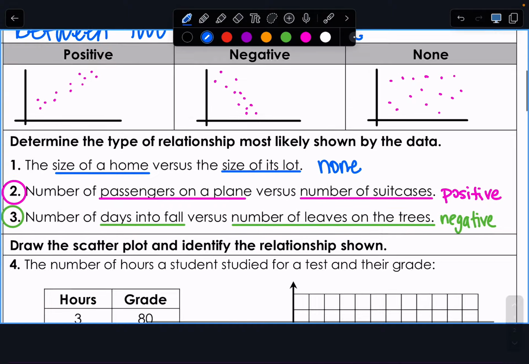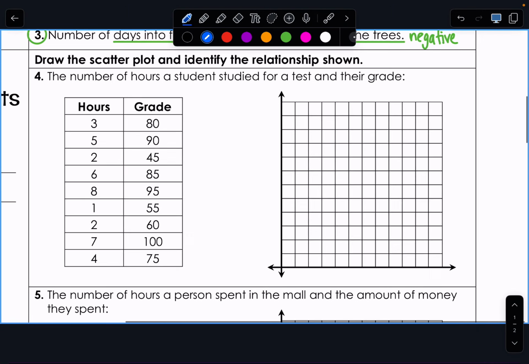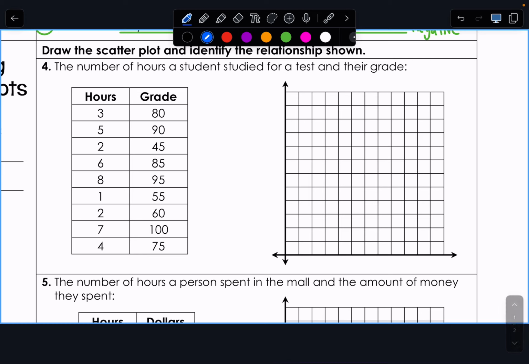Okay, so then we need to be able to create a graph and be able to determine the correlation, okay, or the relationship. So the number of hours a student has studied for a test and their grade. So we have hours studied and their grade. So those are going to be my X and Y. So the first thing we need to do is we need to say, okay, since X is hours, I need to come over here and write hours for my X-axis and the grade for my Y-axis.